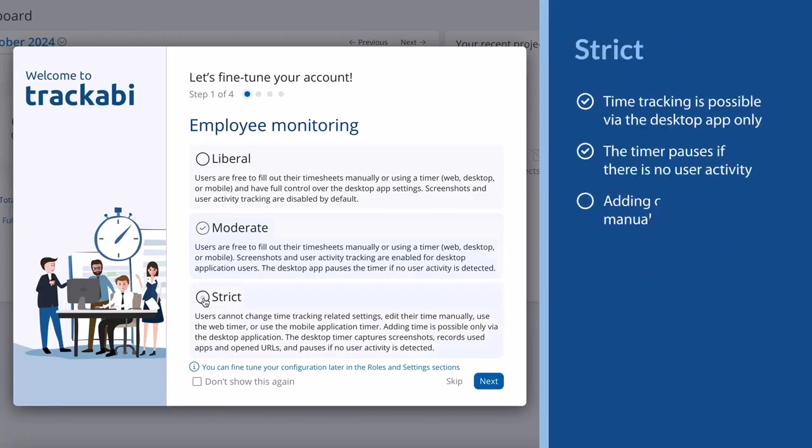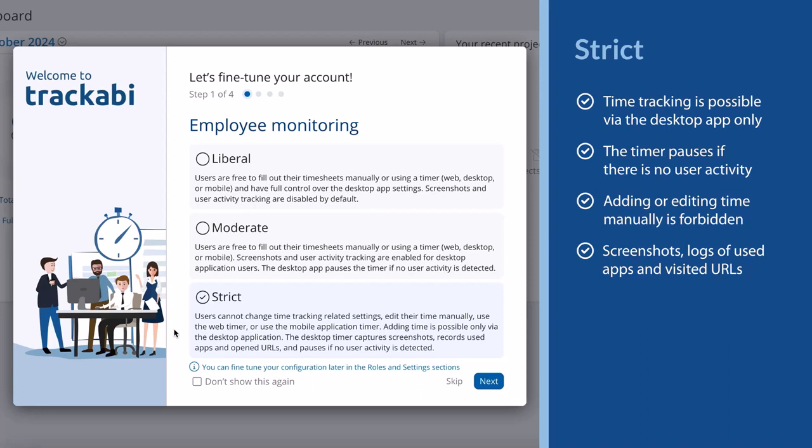The strict level requires users to track their time with the help of the desktop app, which monitors their activity, captures screenshots, and records used apps and URLs. In this case, adding or editing time manually, using the web, or using mobile timers will be disabled.